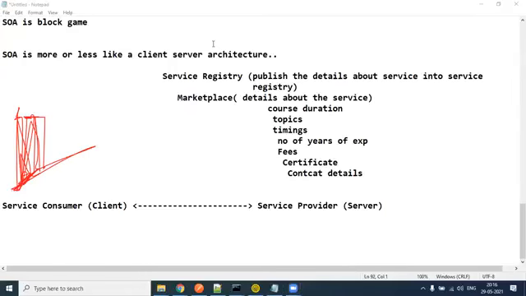Sumit: Yep, please tell me once again, service registry. Okay. Service registry is a marketplace where you can go and publish the details about the service, so that this registry is accessible to the service consumers also.